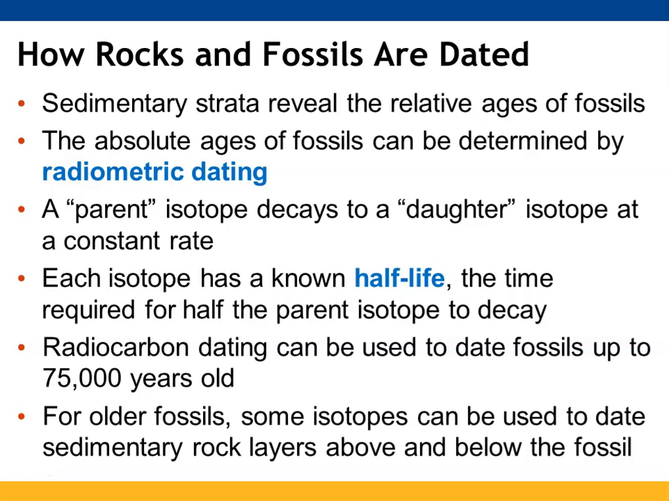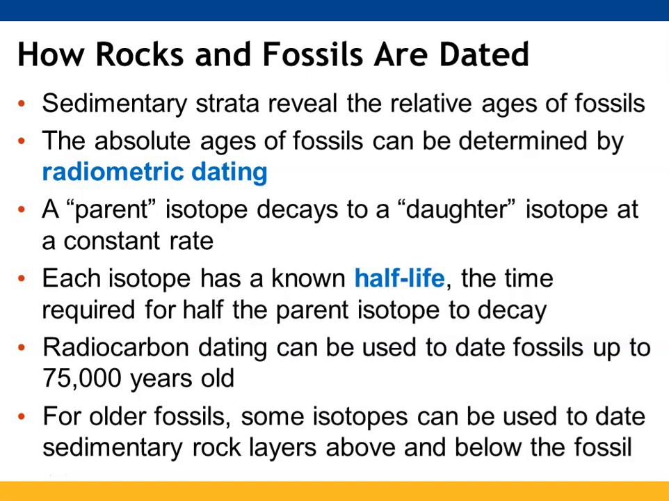The layers of strata can reveal the relative ages, but we can actually date the fossils absolutely using radiometric dating. A parent isotope is going to decay to a daughter isotope at a constant rate. These rates have known half-lives, which is basically the time it takes for the parent isotope to decay in amount from the initial amount to half of what it had, to go to 50% of the original amount.